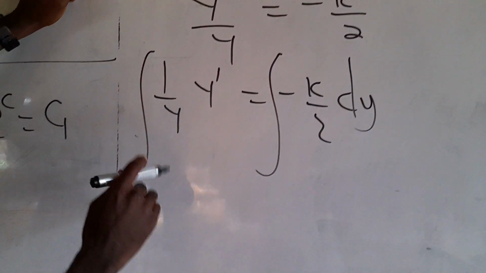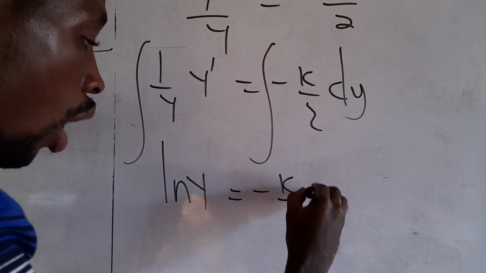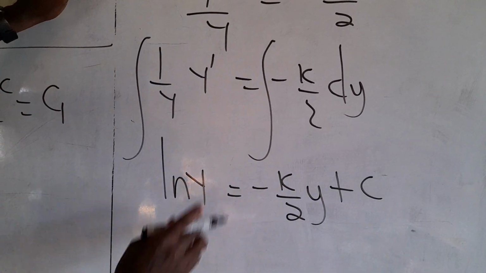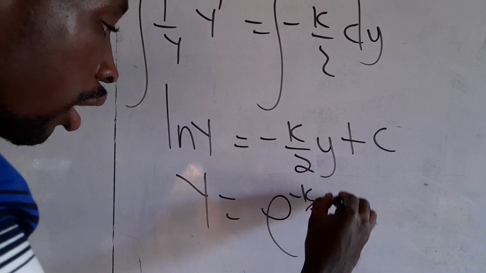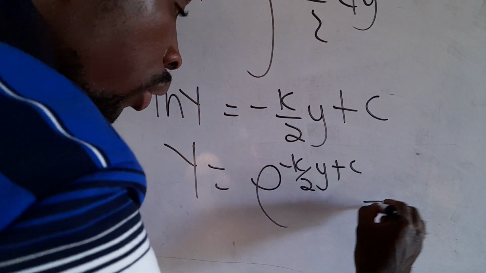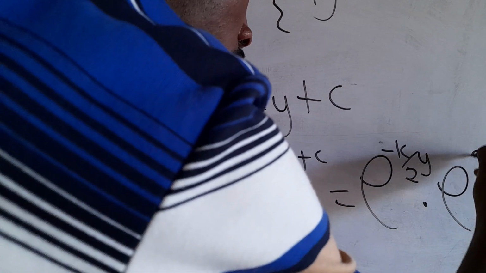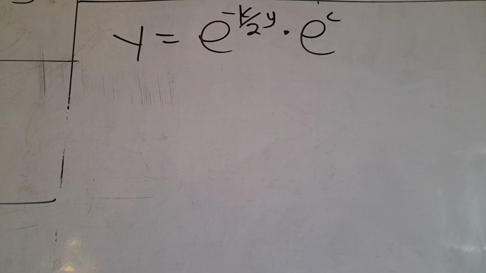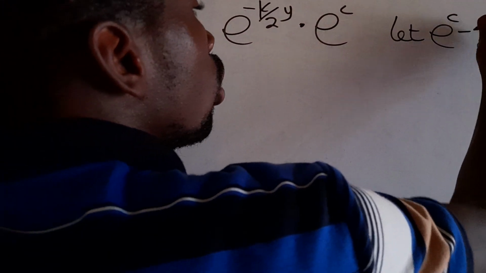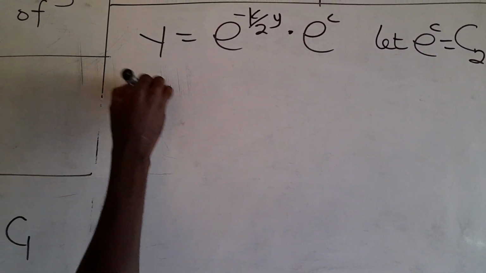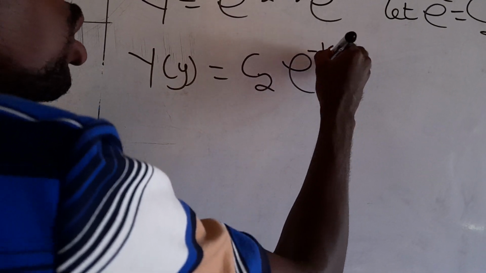When we integrate this, what do we have? We'll have ln y is equal to negative k over 2y, then plus our constant c. So y will be equal to what? Y will be equal to e exponent negative k over 2y plus c, which can be rewritten as e exponent negative k over 2y times e exponent c. Okay, so what we do, we let our e exponent c be equal to capital C2. Then our function of y will be equal to C2 e exponent negative k over 2y.